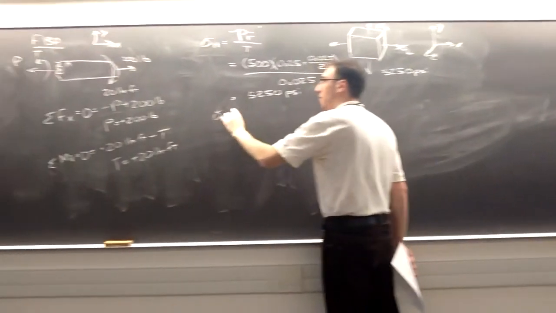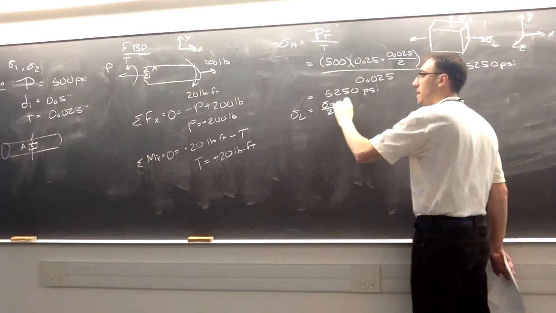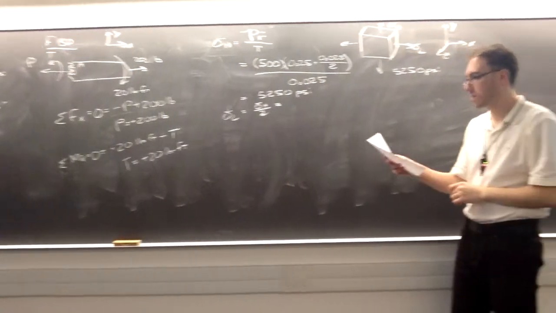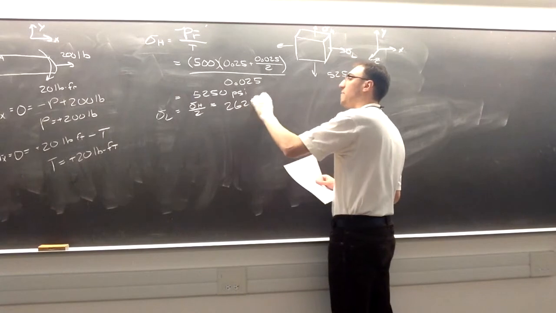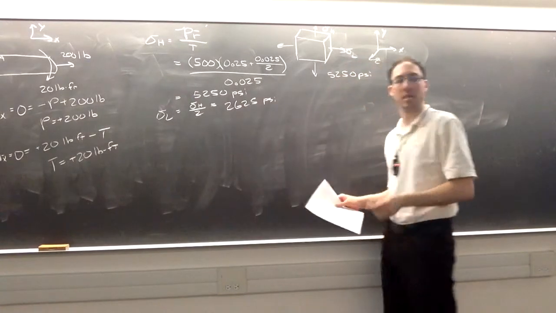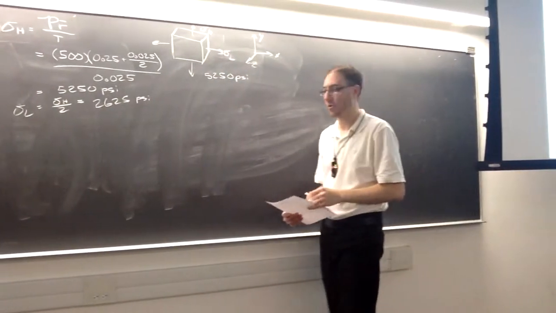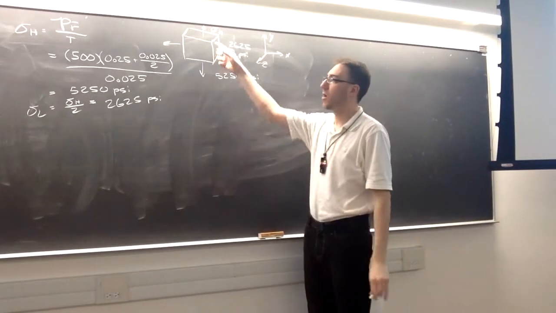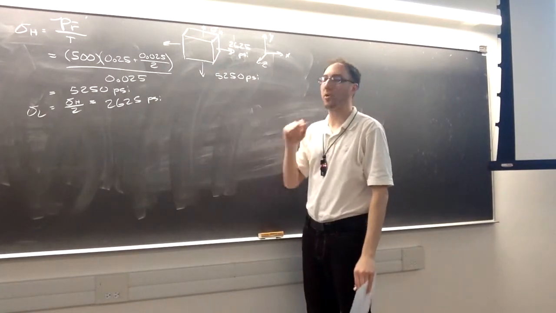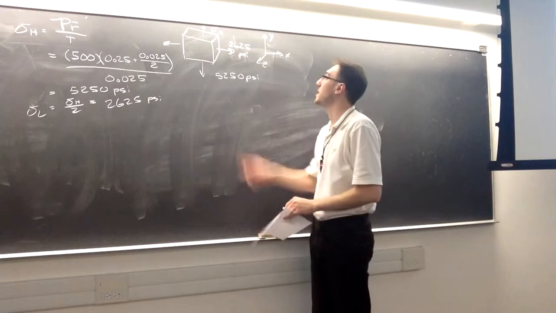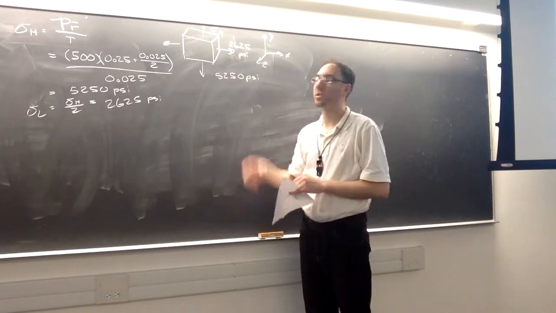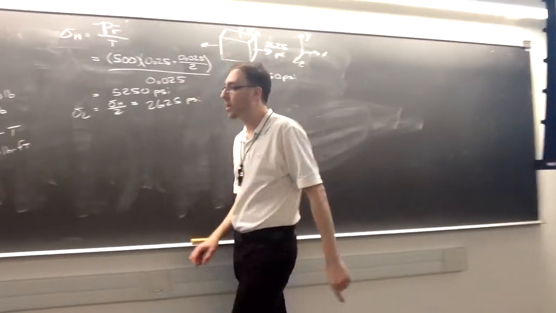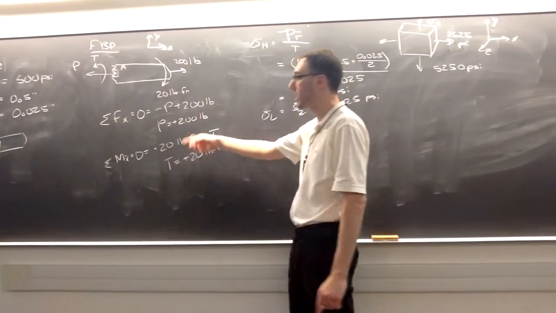And we can either recalculate this, or we know that the longitudinal stress is half of the hoop stress. So I can just divide this by 2. So 2625 psi is the longitudinal stress due to that internal pressure. So on our element, again, aligned the same way as that initial picture, we have normal stress on the x faces and on the y faces due to the hoop stress and the longitudinal stress. We still have to consider what stress is due to P and T.